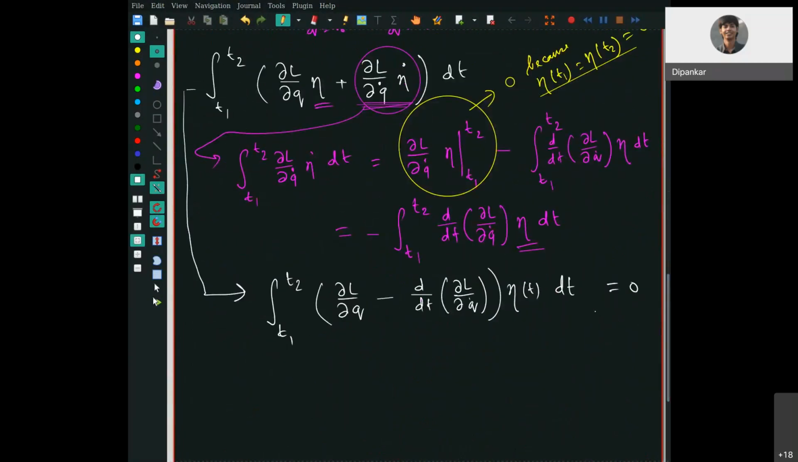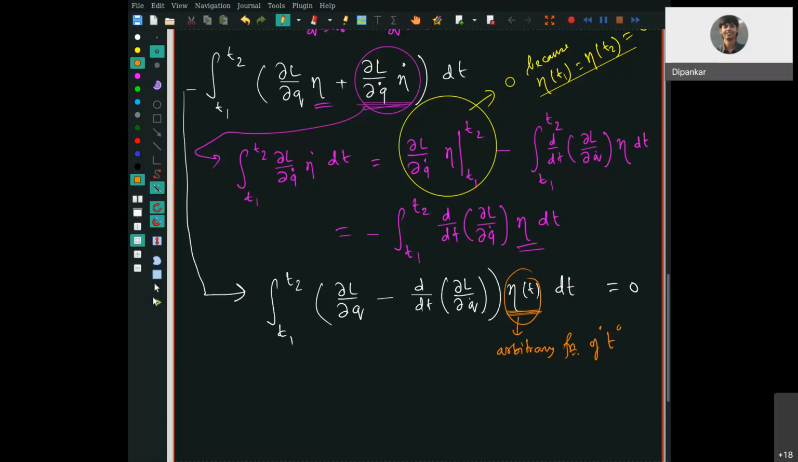Now you have to keep reminding yourself that this eta t is an arbitrary function of t. Now, the condition is that this integral will vanish for any arbitrary eta. Suppose you are lucky and you choose an eta such that, suppose eta equals t squared minus t cubed. For that particular choice of eta, this integral may vanish accidentally. But that's not the case we want. We want this integral to vanish for any arbitrary choice of eta.